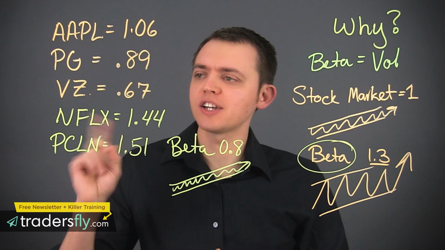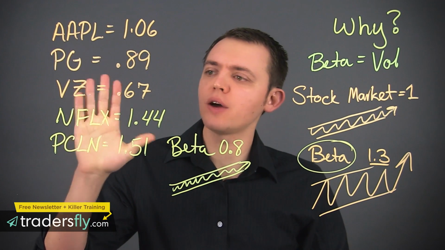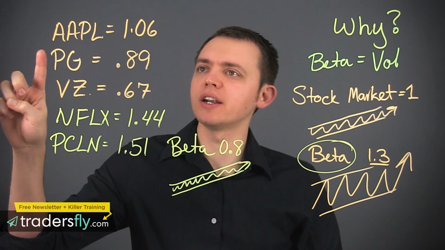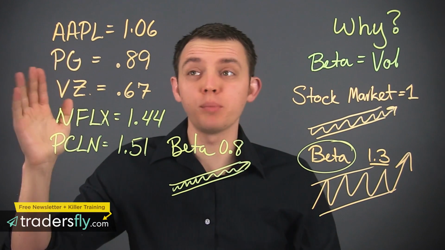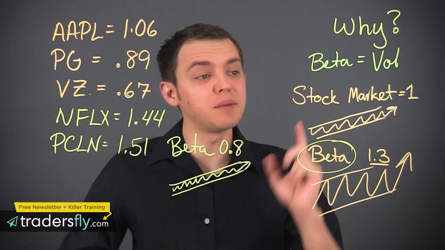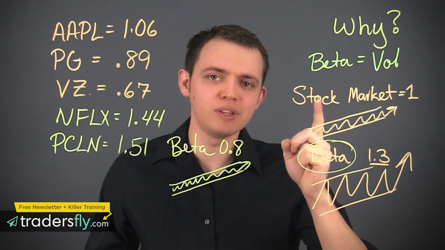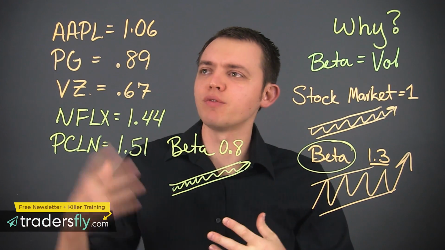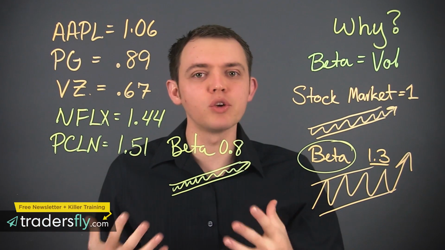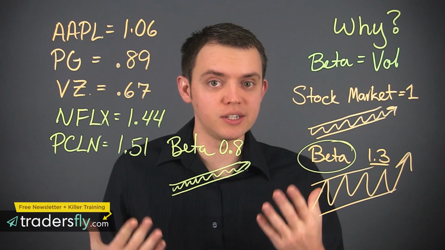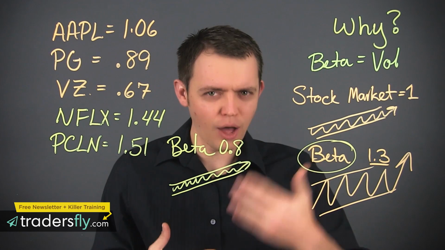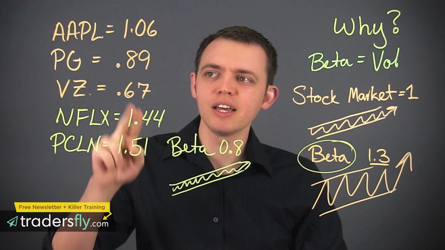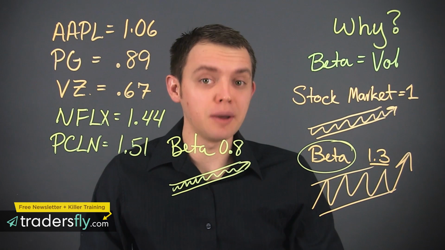All right, so here I've taken a moment to write down the betas for different companies. Apple right here, as you can see, has a beta of 1.06. What does that mean? That means it moves very similarly to the stock market, especially now that it had the stock split. So 1.06 means it's moving relative to how the market is moving in terms of volatility, how violently it's moving. Procter & Gamble, P&G, is at a 0.89 beta.